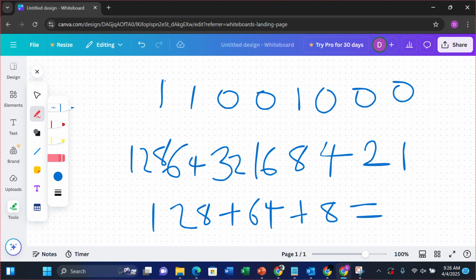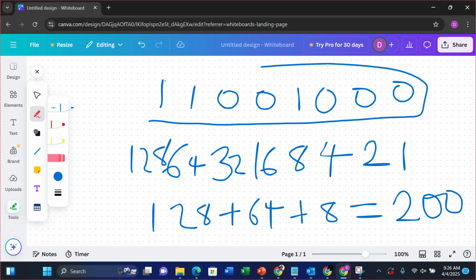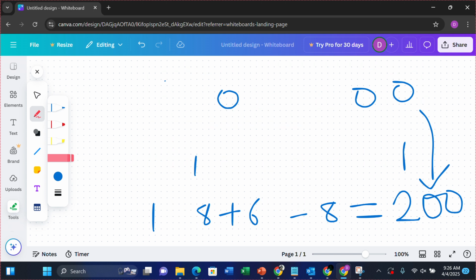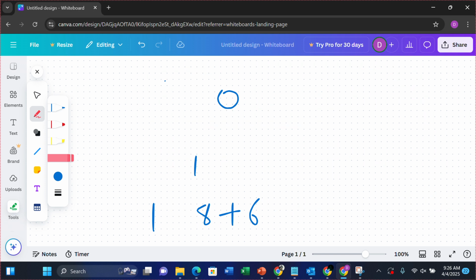So if you add this together, 128 plus 64 plus 8, the answer is going to be 200. Okay, so if you check the decimal number of this particular binary number that we have here, you'll find out that the answer is 200. Okay, let's try another number. Let's just do one more number, another example for clarity.